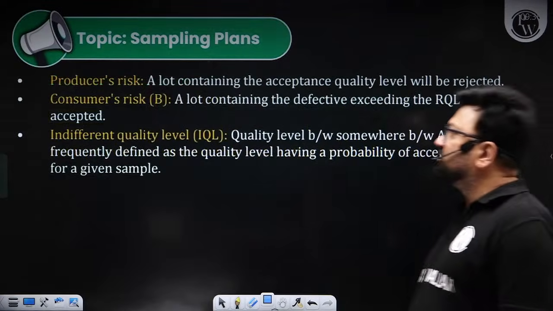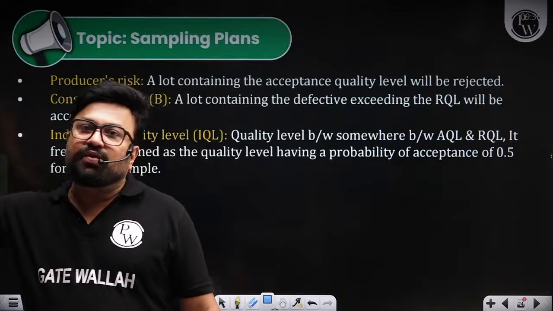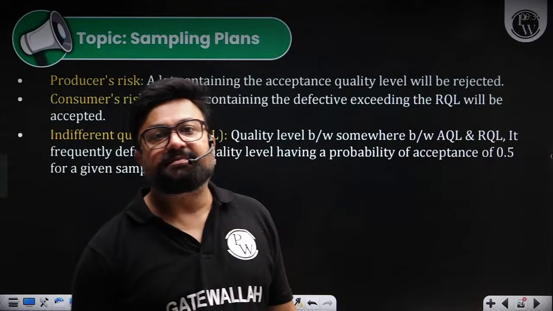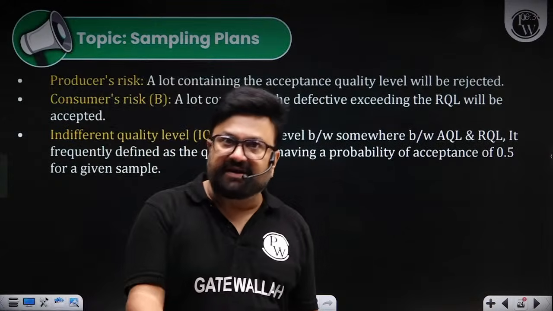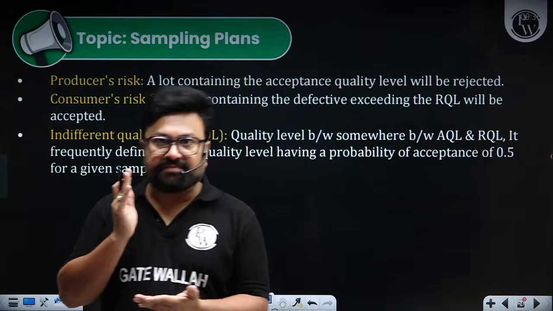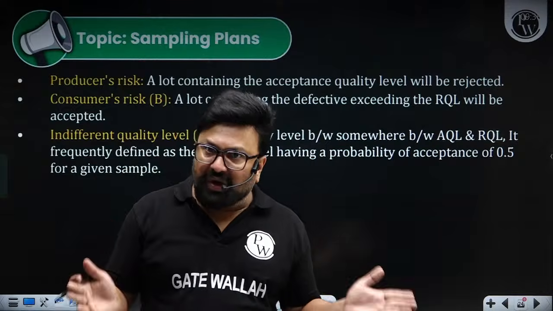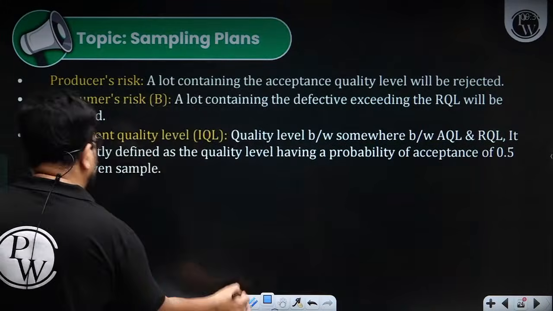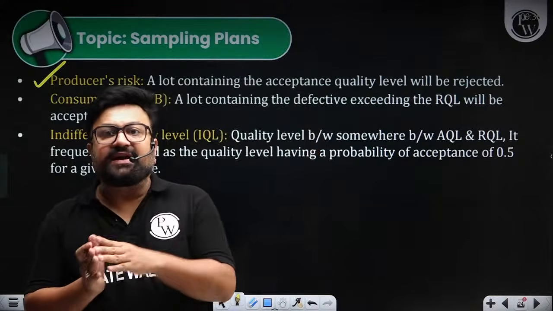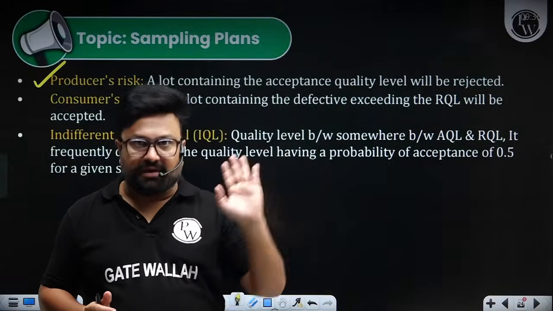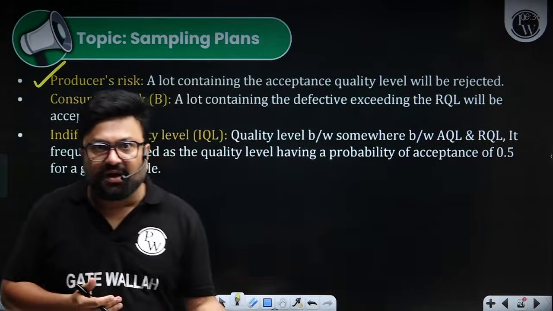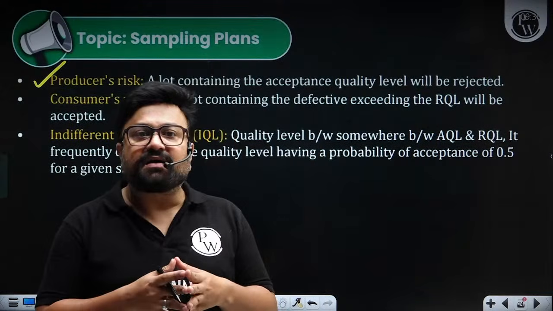The next term is producer risk. If the AQL lot gets rejected, then you can say it is a producer risk. If the RQL lot gets accepted, then you can say it is a consumer risk. So producer risk: a lot contains the acceptable quality level, but it will be rejected. That is the producer risk. Consumer risk, that is beta: a lot containing defectives exceeding the RQL. I mean, a lot which has a number of defects more than RQL will be accepted. That is the consumer risk.